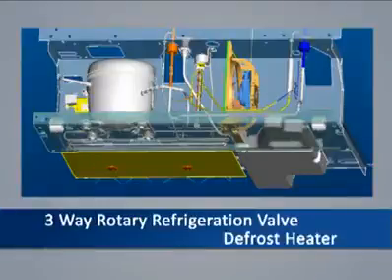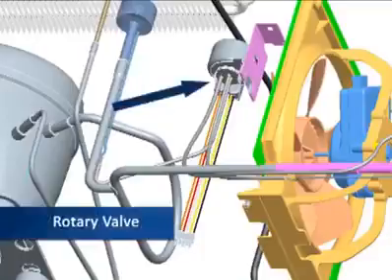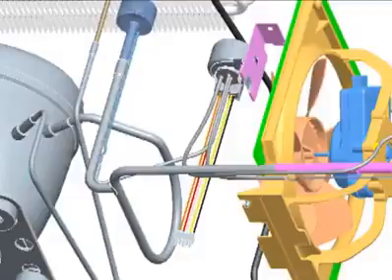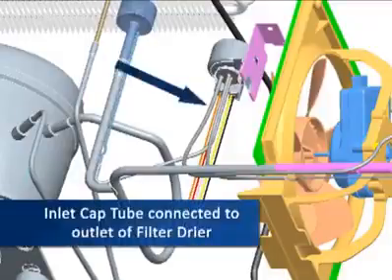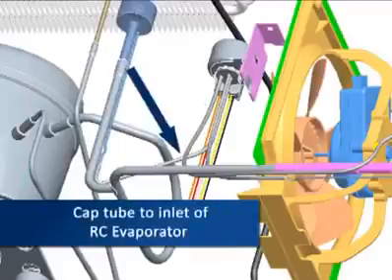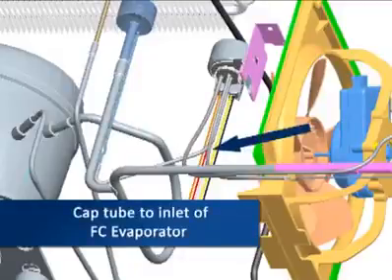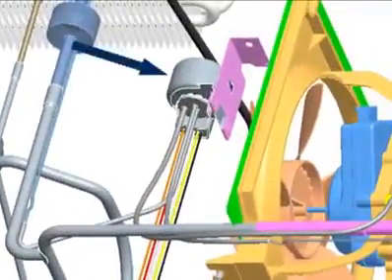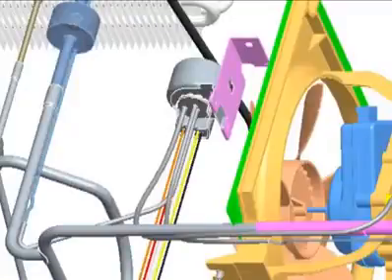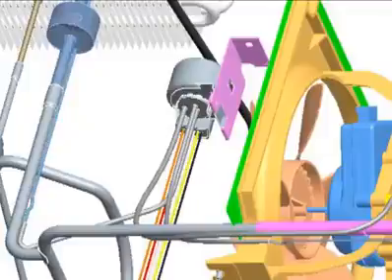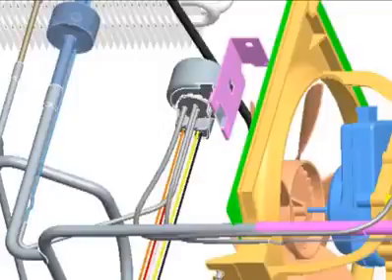The rotary valve consists of a rotating mechanical valve located inside a hermetically sealed enclosure. The valve has three tubes attached. The inlet cap tube is connected to the outlet of the filter dryer. There are two cap tube outputs, one connected to the inlet of the RC evaporator and the other to the inlet of the FC evaporator. A magnetic coil slips over the valve enclosure. A digital signal is transmitted from the control board to the coil, and the resulting magnetic field causes the internal valve to rotate. This signal cannot be measured with a conventional voltmeter. There are three different valve positions: valve closed, valve open to the RC evaporator, valve open to the FC evaporator.